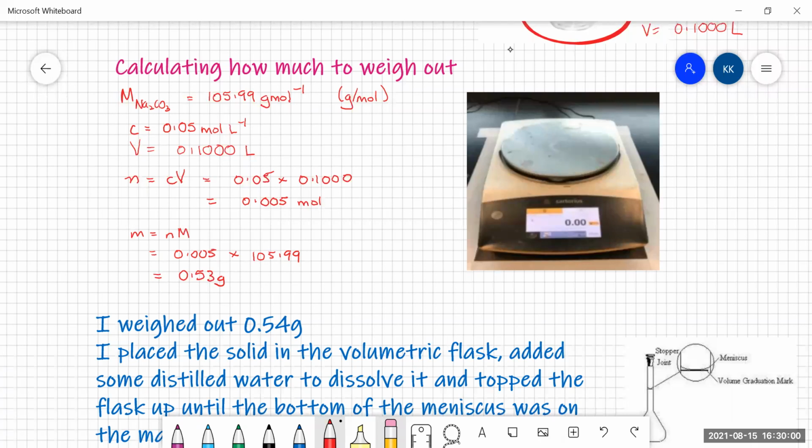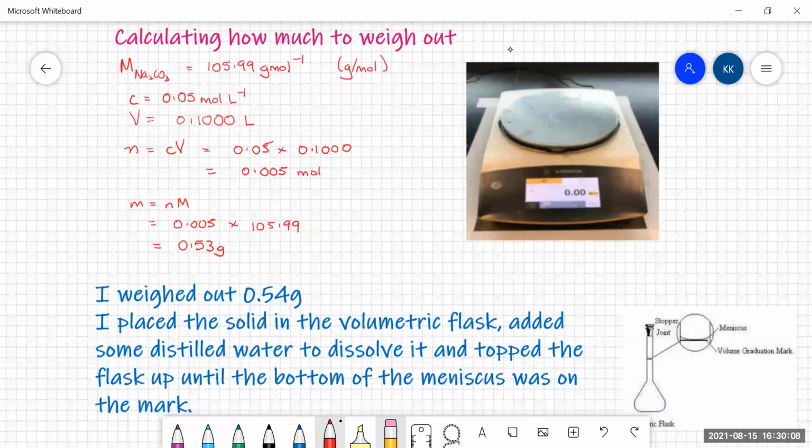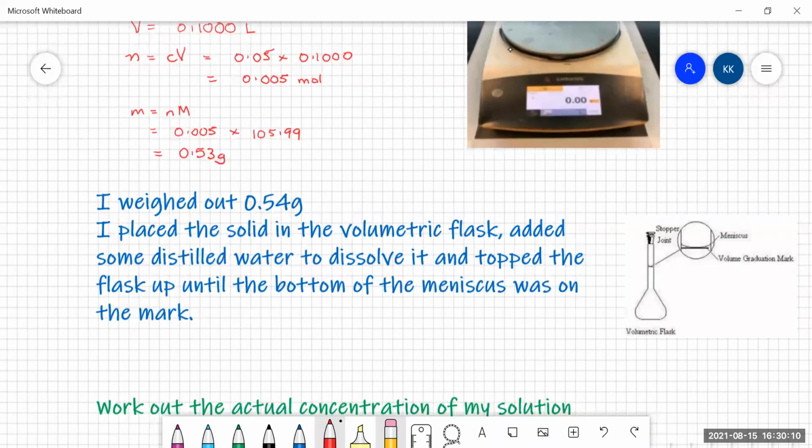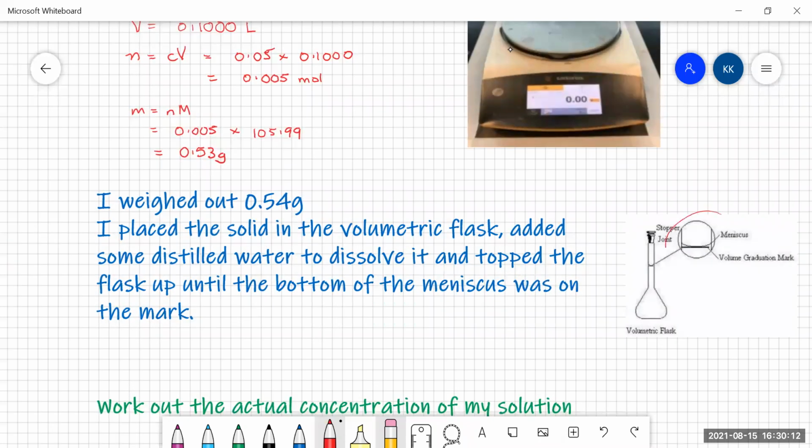Then, of course, I placed the solid in my volumetric flask. I added some distilled water, shook it up to dissolve it, topped up the flask until the bottom of the meniscus was on the calibration mark. Very important that the bottom of the meniscus rests exactly on the mark. If it's just under, you're in luck. You can add another drop of water. If it's just over, you must start again with going back to the balance to weigh some more out, and you need to rinse your flask out.